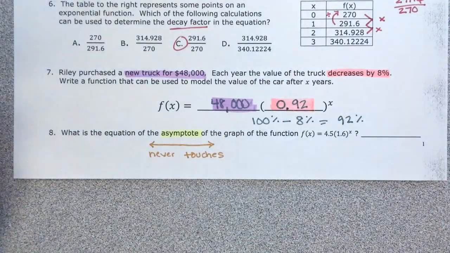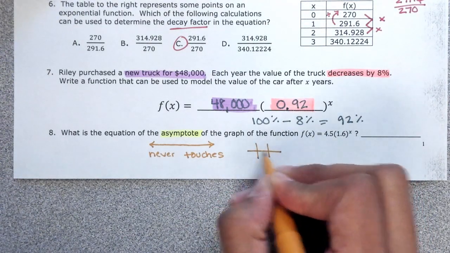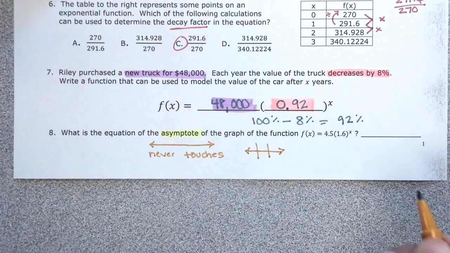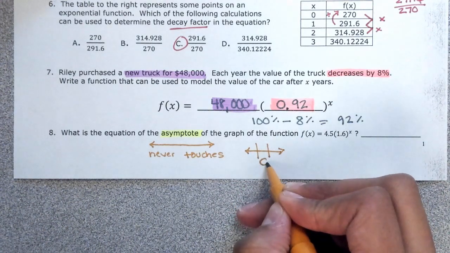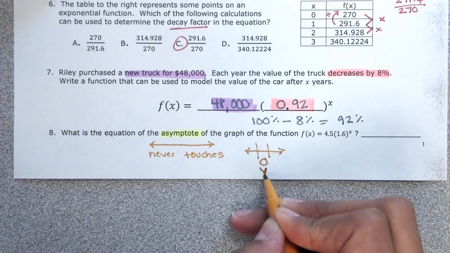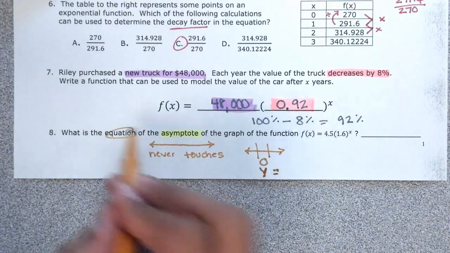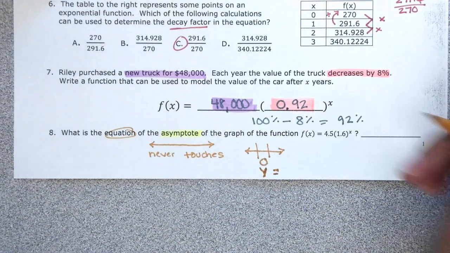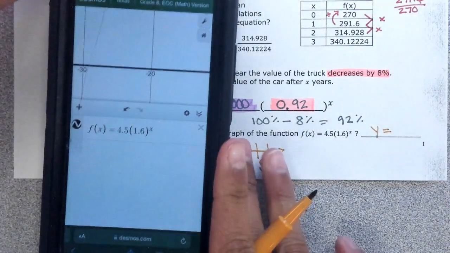That line is called horizontal. So the H for horizontal looks like that. How do you write the equation for this kind of line? Remember HOY, H-O-Y. The Y stands for the equation, so Y equals. That's how we write the equation for this kind of line. So Y equals, well, where does it start to go flat at?